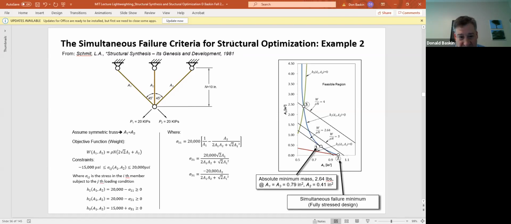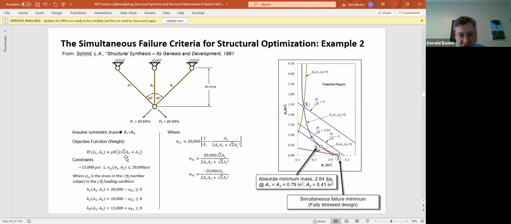You have some constraints. The material can only handle so much load, so you need to keep the stress below a certain level. Given the material that you're using, the tensile stress needs to be below 20 KSI, and the compressive stress is negative, so it needs to be above negative 15 KSI. So your stress, the maximum stress this material can take, has to be between these two levels.